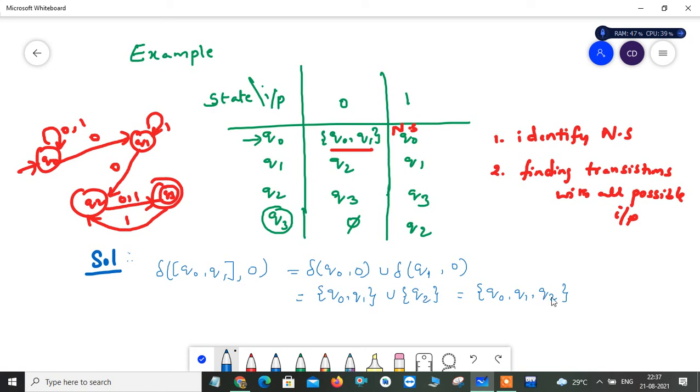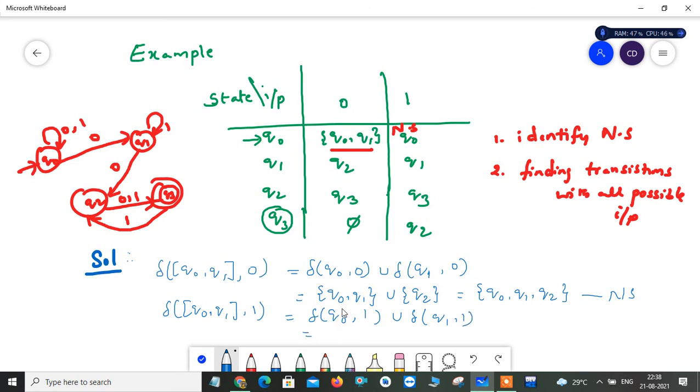Right. So now you are finding that this is another new state, because as of now it does not exist in your existing transition table. So now you are trying to find another transition for the same state Q0, Q1 with the other possible input, that is 1. You can do it the same way: delta of Q0, 1 union delta of Q1, 1.